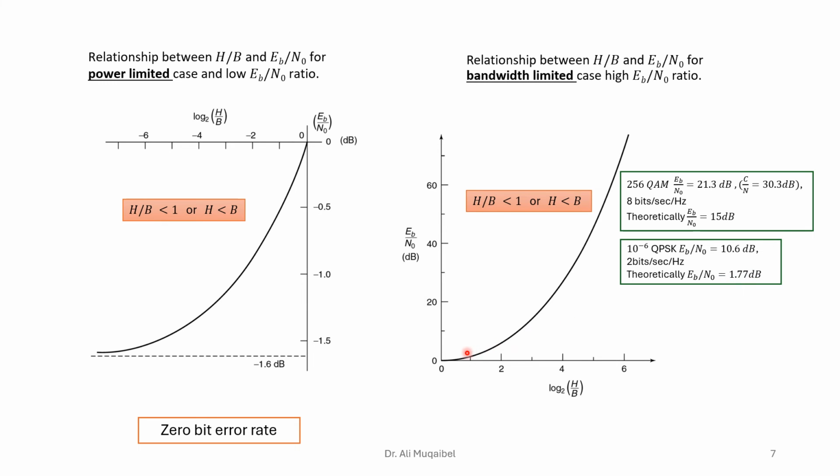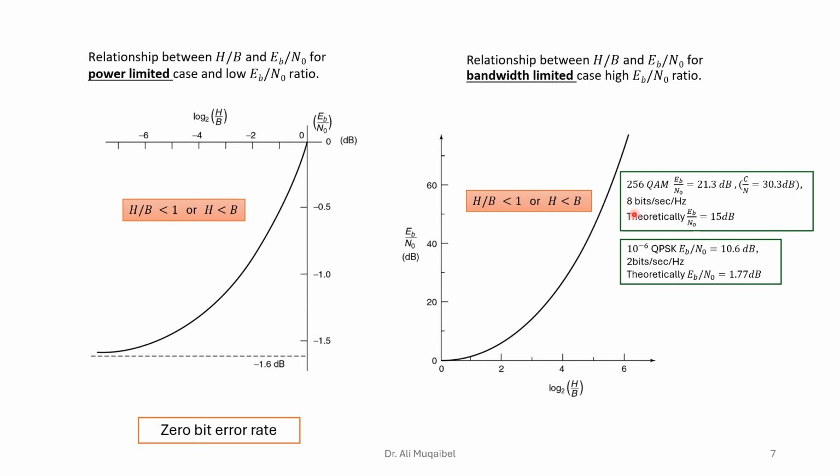So if you look at here, you should have small, because if you take H over B for this case, it's going to be 2, log base 2 is 1, so we're speaking about 1.77 dB. However, what we are doing currently is 10.6 dB. Similarly, for the 256 QAM, the required Eb over N0 is 2.13 dB, or carrier to noise ratio is going to be 30.3. Of course, there is a difference between these two, because one is for the symbol and one for the bit.